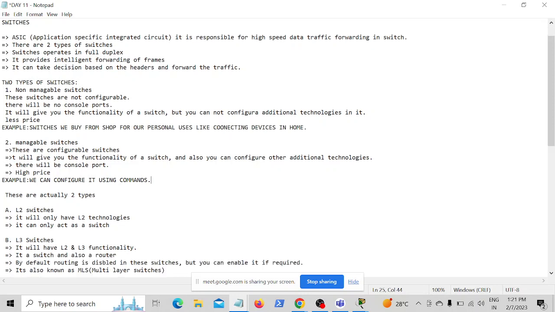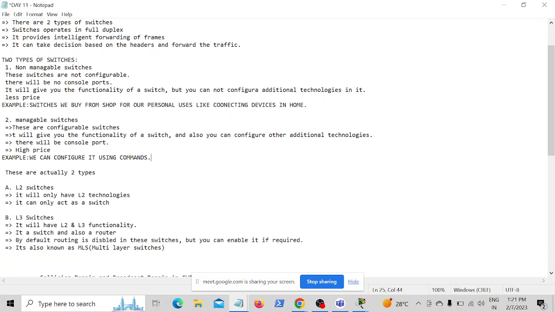And these are actually of two types. In manageable switches there are two types. What are these two types? Layer 2 switch and layer 3 switch. L2 means layer 2, L3 means layer 3 switch. So what is a layer 2 switch? It will only have layer 2 technologies. Which is layer 2 in the OSI layers we studied? The data link layer.